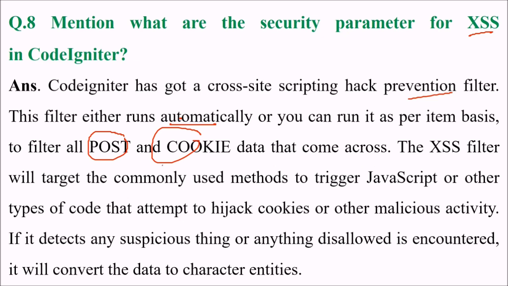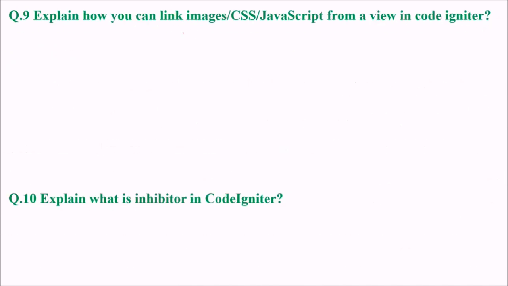The XSS filter will target the commonly used methods to trigger JavaScript or other types of code that would attempt to hijack cookies or carry out other malicious activity. If it detects anything suspicious, anything which is disallowed, it will convert the data to character entities.